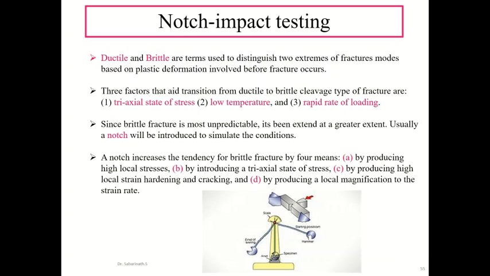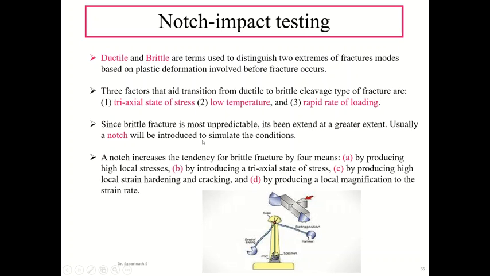So ductile and brittle are terms used to distinguish two extremes of fracture modes based on plastic deformation before fracture occurs. So in order to distinguish the modes of fracture, the most common terms used are ductile and brittle fracture. The three factors which aid the transition from ductile to brittle are, first, a triaxial state of stress, low temperature, and rapid rate of loading. So these three factors aid the transition from ductile to brittle.